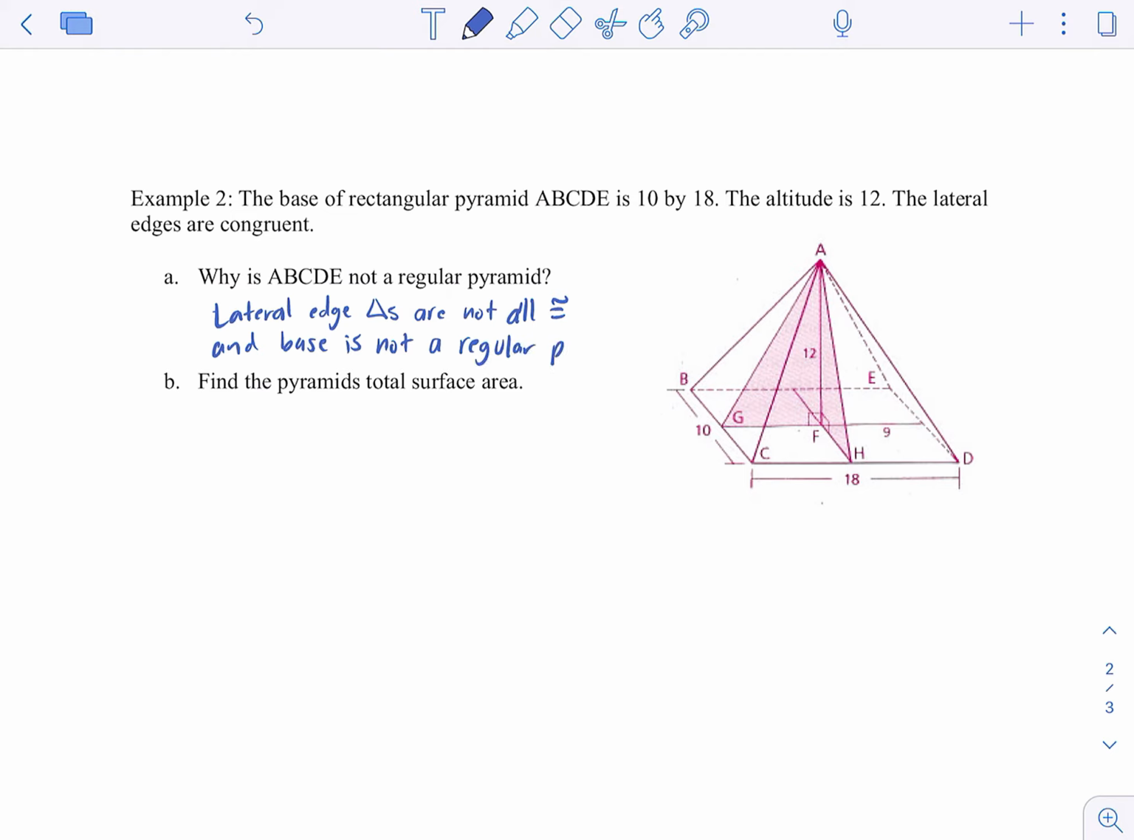That's a big giveaway. If the base is not a regular polygon, then your pyramid is not going to be a regular pyramid. So then if we need to find the total surface area, we can investigate, does our formula still work here? Does half perimeter times slant height still work? Is the slant height still going to be the same for all of these triangles?